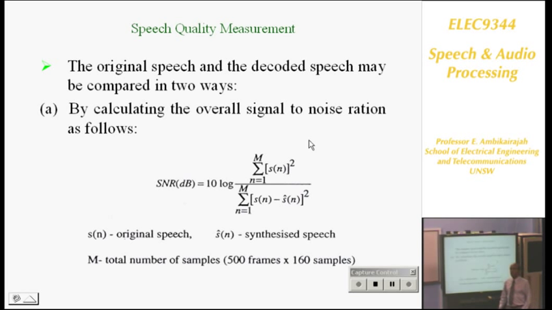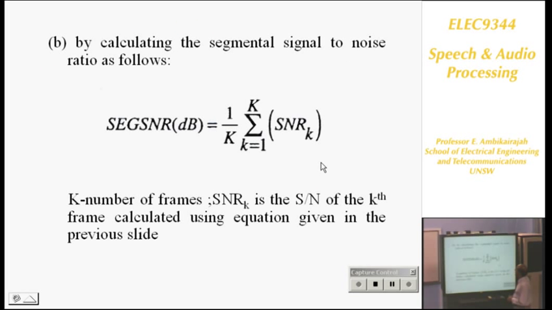Speech quality measures will be touched upon later on, but one of the measures is that you can actually calculate the signal-to-noise ratio. Find out the signal power initially, then after reconstructing, find the error power, and the ratio gives you an indication of how good your synthesized speech is. And when you are calculating signal-to-noise ratio, you normally calculate segmental. So you do it frame by frame. You don't do it for the whole speech. You do frame by frame signal-to-noise ratio, and then add them all together and divide by the number of frames. So that's what's given here. And we can discuss the reason behind it later on in a tutorial or discussion class.